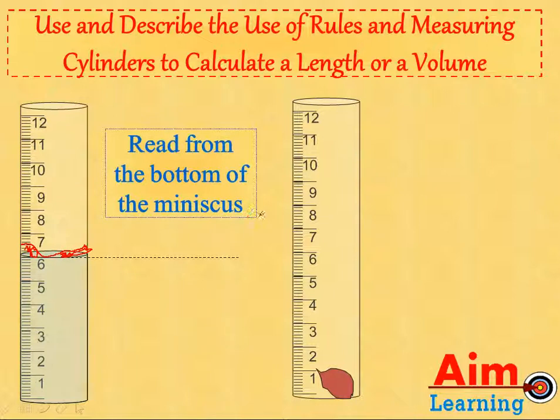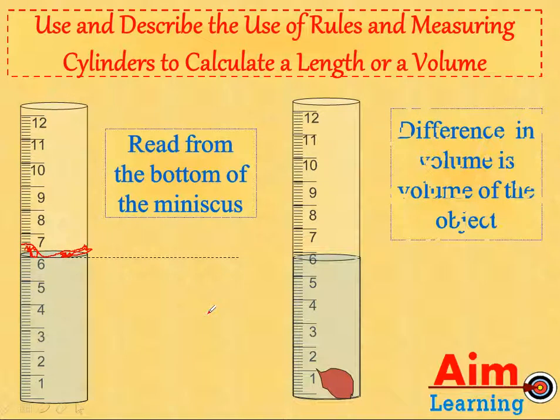So this method could also be used to measure the volume of irregular objects. What you could do is pour the same volume into another measuring cylinder, and the volume of the object would be the difference in the volumes that you read here. Or an alternative way you could do it is simply measure the volume in the first place, then put the object in it and see what the change in volume is.